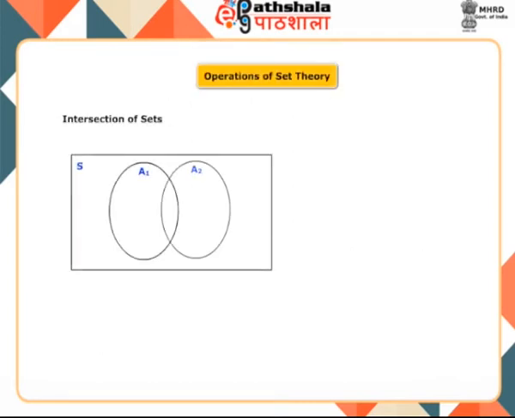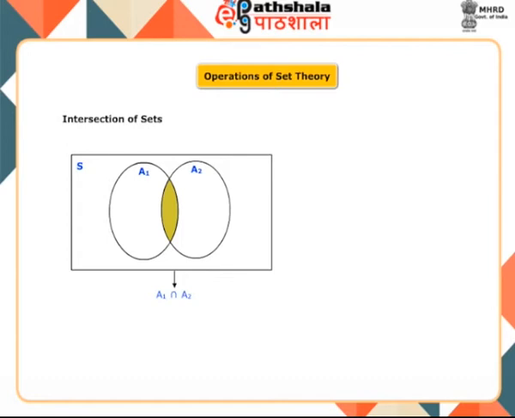If A1 and A2 are two sets defined in space S, then the intersection of sets A1 and A2 is defined as a set which contains the elements appearing in both the sets. It is indicated by writing A1 intersection A2, and it can be depicted in the following Venn diagram. In the figure, the elements included in the shaded area are present in both sets A1 and A2. Thus, it is the intersection of sets A1 and A2.